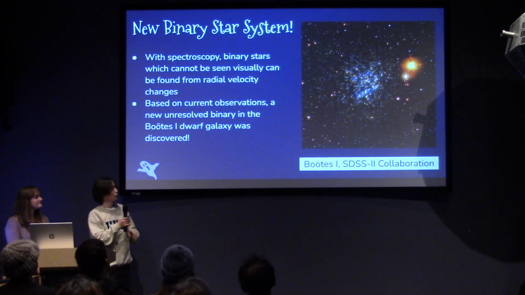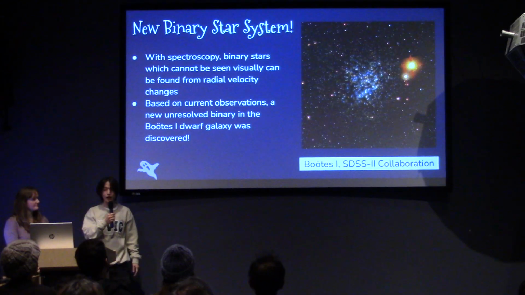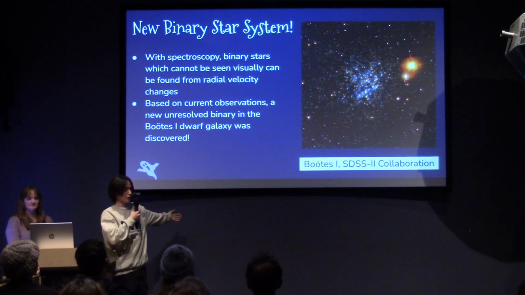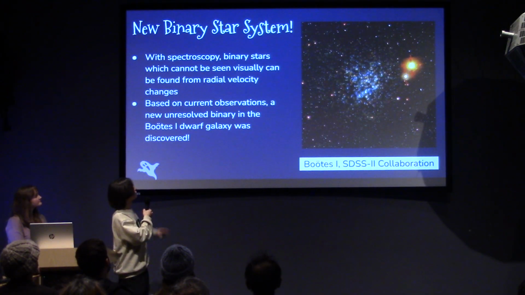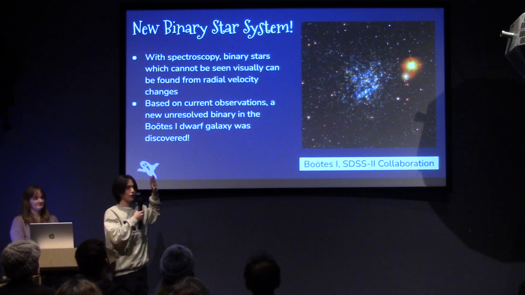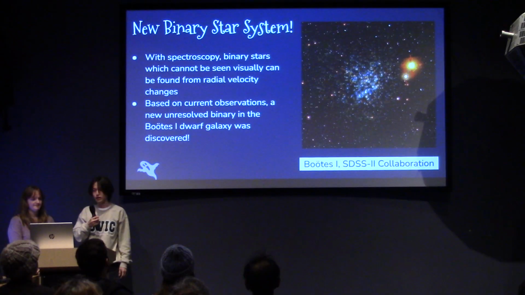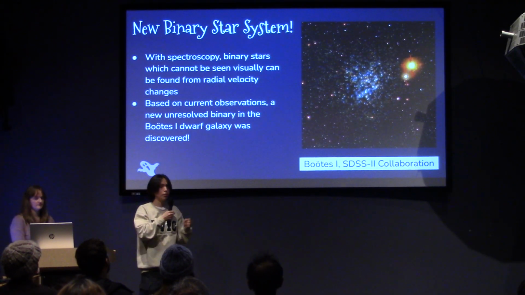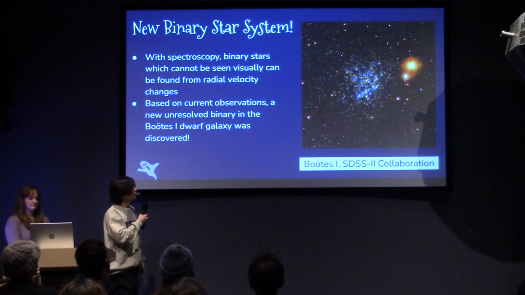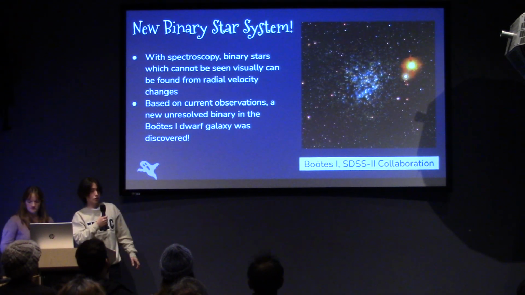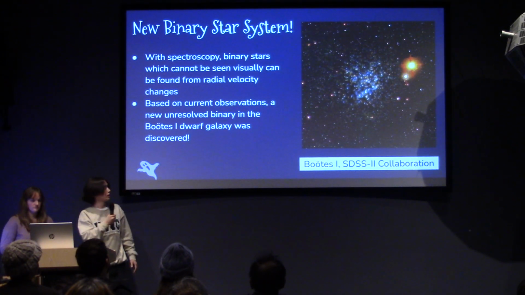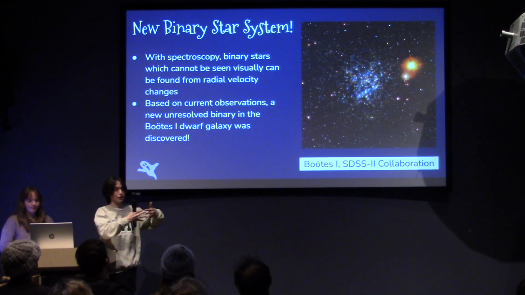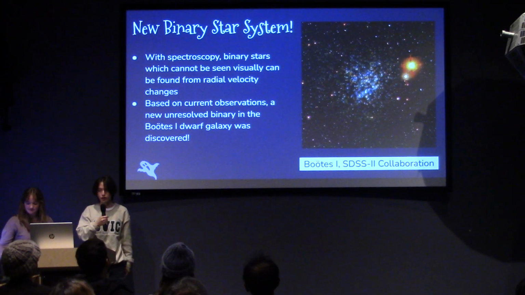But moving past, just an unfortunate thing, one big discovery, a part of GHOULS, was that we found a new binary star. Now, binary stars, it's a system of 2 stars which orbit around a common center of mass. And in spectroscopy, this kind of affects the shift in the spectrum of the star.